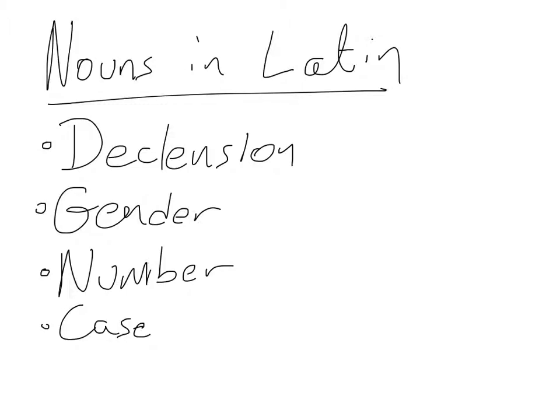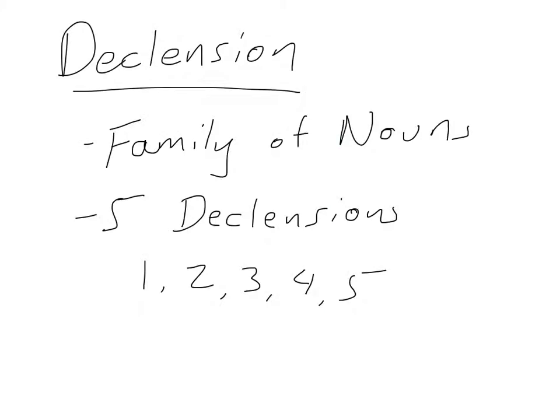So all nouns in Latin have four big characteristics. Those are: every noun has a declension, every noun has a gender, every noun has a number, and every noun has a case. So we're going to go through each of the four of those in detail. The first one that we're going to look at is declension.